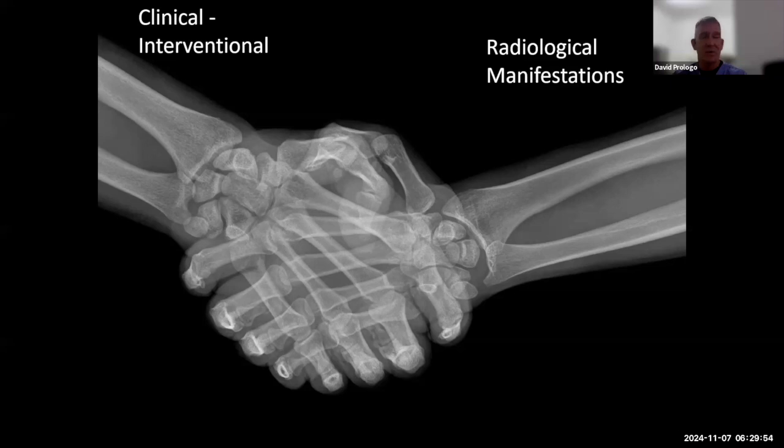It sounds simple, but as we try to accomplish the things on the previous slides, as we try to define the cause and then address it, in our business, that means finding something on imaging that corresponds to the patient's pain and then bringing them to image guidance so that we can address that, access that, and do something.